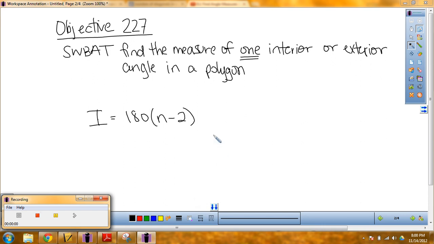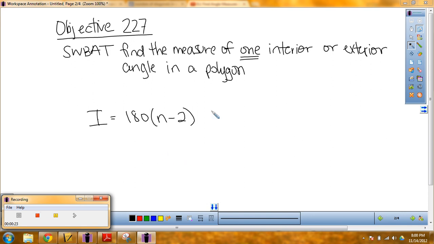Okay, so today we are talking about Objective 227, which is building on the skill from yesterday where we were learning to find the sum of the interior angles of a polygon. Now we are going to be finding one of the interior angles, and we're also going to talk about exterior angles in a polygon. Okay? So yesterday we learned that we can find the sum of the interior angles by taking 180, which is the total sum of the angles of a triangle, times n minus 2, which gives us the number of triangles in a polygon, n being the number of sides of the polygon.